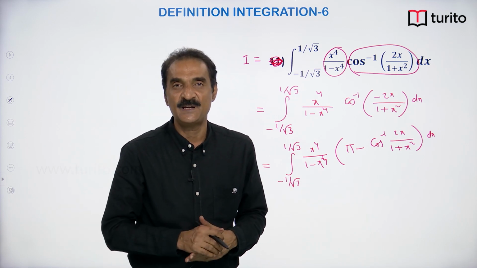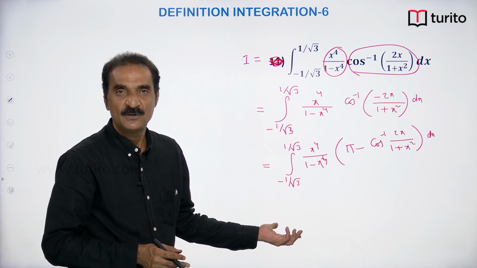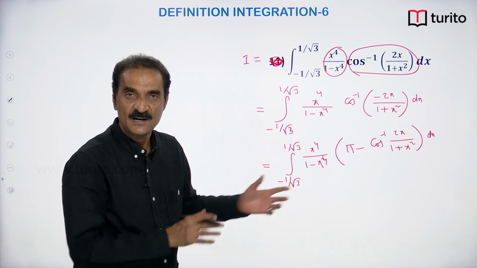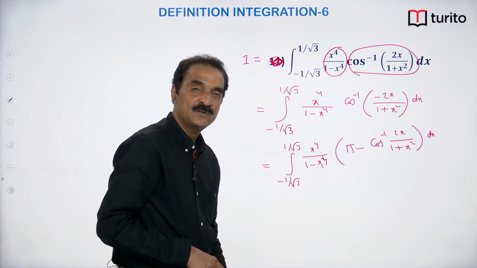Rest all you complete. Only integrating x power 4 by 1 minus x power 4, I hope you can do it, by factorizing the denominator and writing partial fractions. Okay. So with this we are going to conclude the session for today.